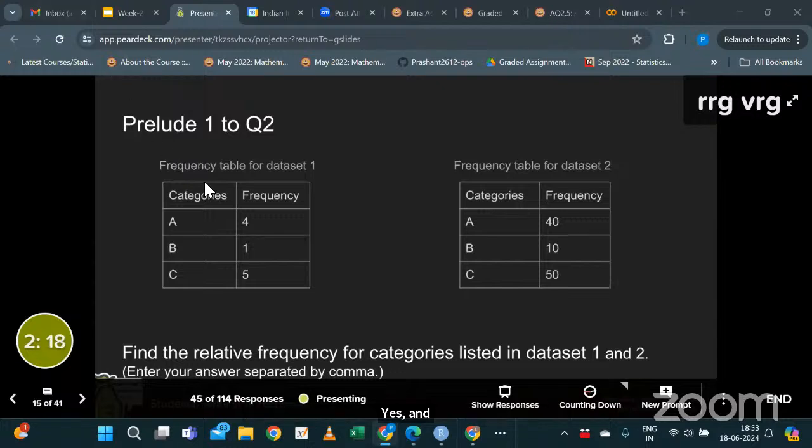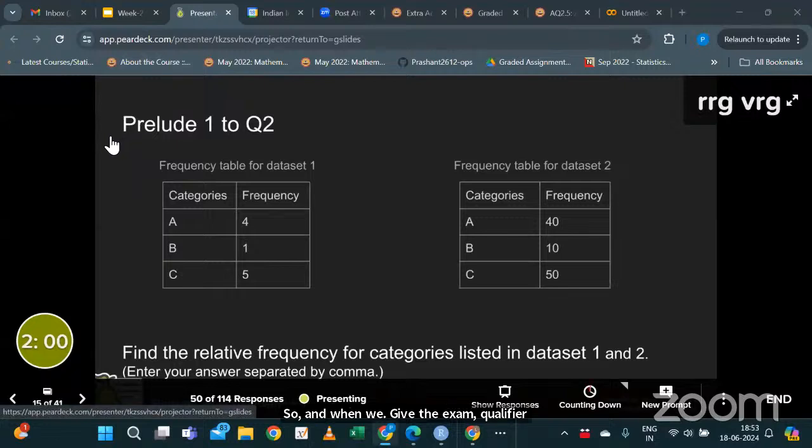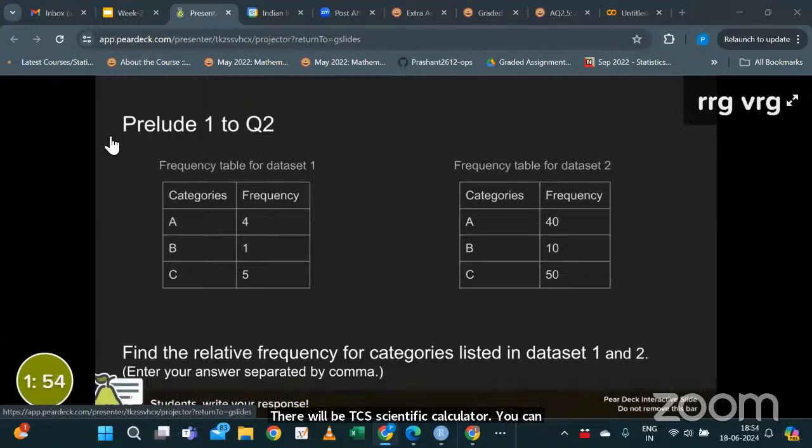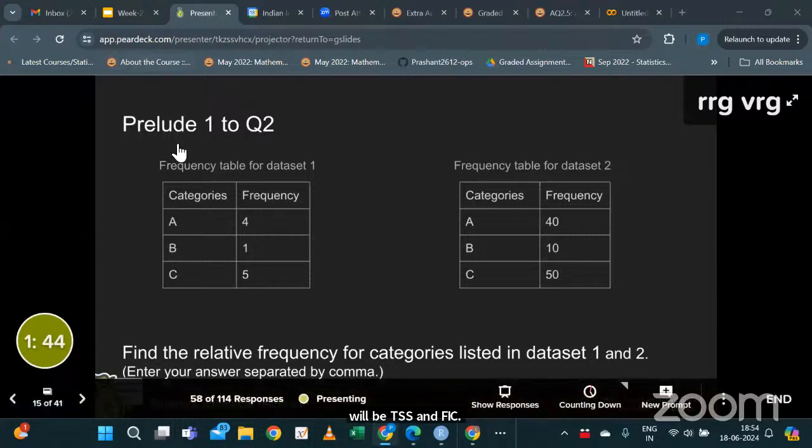Sir, I have a doubt. As we are using a calculator in the weekly graded assignment, can we still use it when we give the qualifier exam? In the qualifier exam only, there will be a TCS scientific calculator. You can search online how it will look and check. But there will be a TCS scientific calculator at your center, I mean, in your system. It is even visible on the portal also, sir.